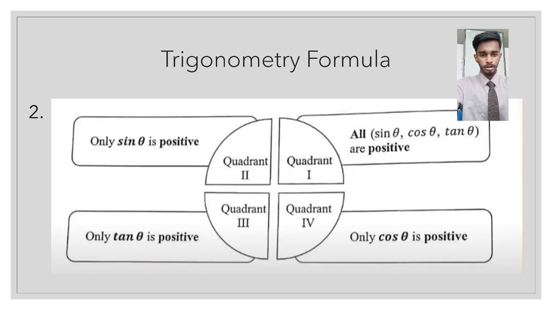Now I am going to explain the trigonometry quadrants. There are four types of quadrant: quadrant 1, quadrant 2, quadrant 3 and quadrant 4. Quadrant 1 is all positive, for example sin theta, cos theta and tan theta. In quadrant 2 only sin theta is positive, in quadrant 3 only tan theta is positive, and in quadrant 4 only cos theta is positive.